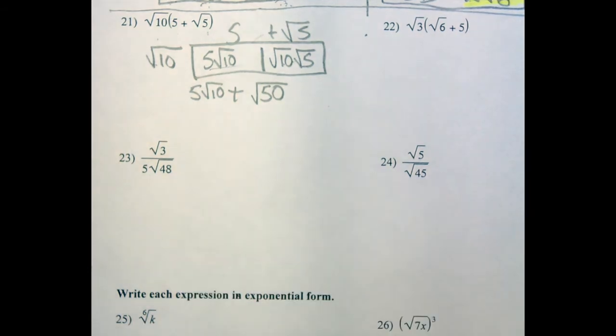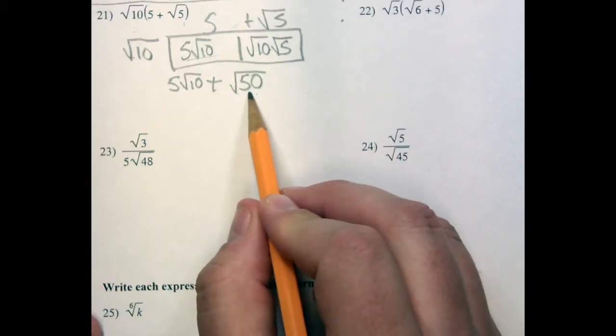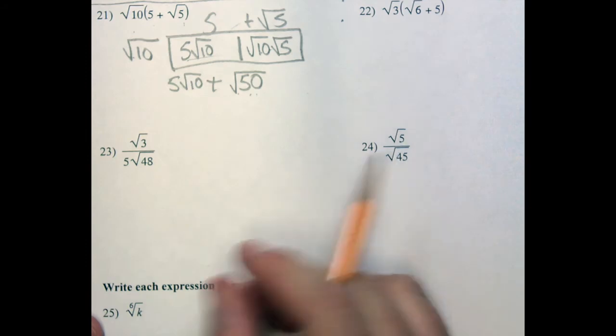Now look at those two terms. Is there any way that I can simplify or reduce those radicals? Somebody said that you could pull a 5 out, which is true, but let me show you all the steps.